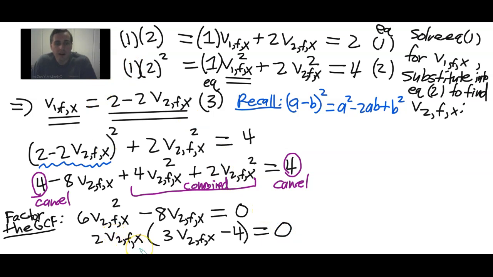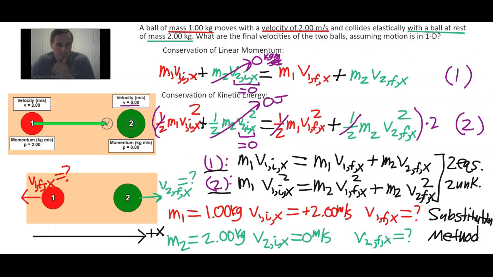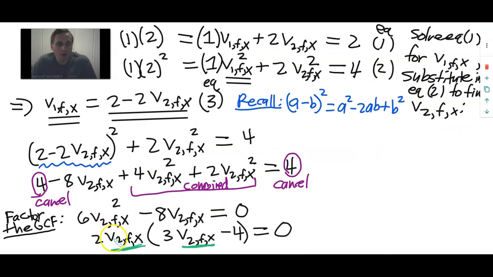Recall, v2 final x was the final velocity of mass 2 in the x direction. So we want to think about these solutions. What I've done is I've switched to green to remind you this is the final velocity of mass 2. So in fact, let's look at the previous diagram. Notice we expected mass 2 to move to the right. Notice also if we allow this first solution to possibly be 0.